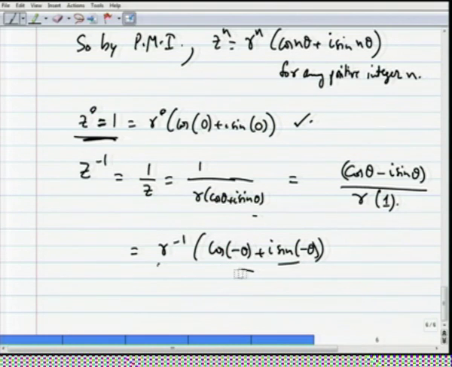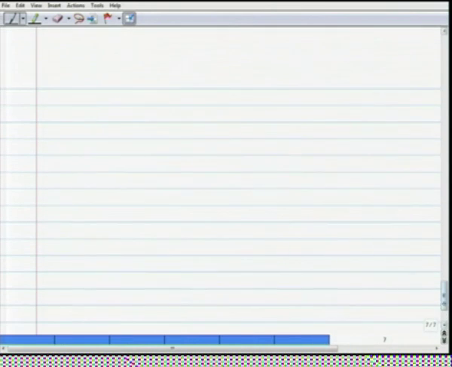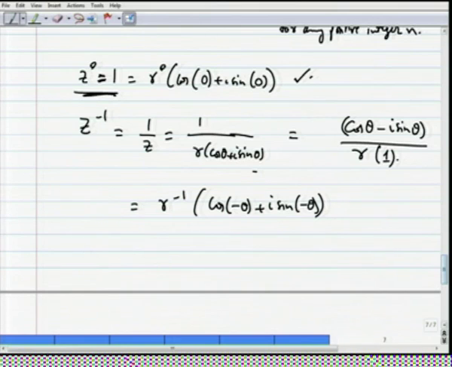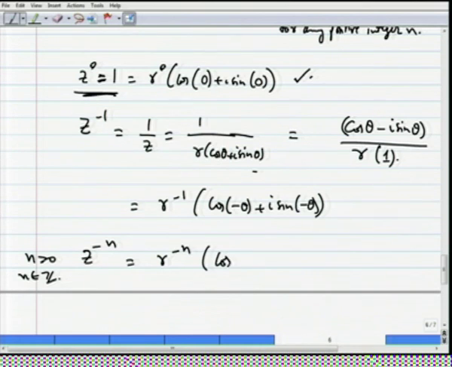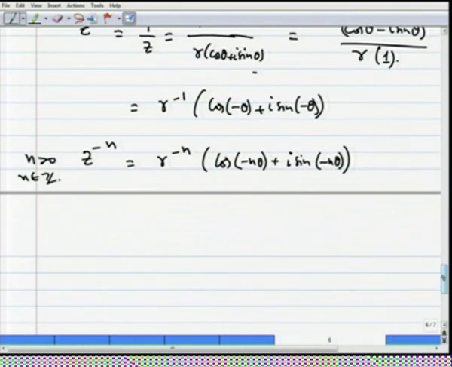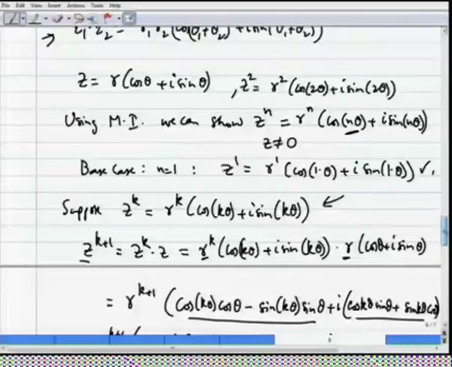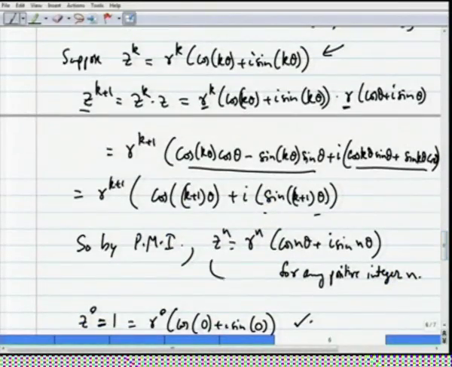Okay. So, now either by using induction, or by using what was already proved, we can show that for n a positive integer, z^(-n) is r^(-n) times cosine(-nθ) plus i sin(-nθ). So, you can do this directly by using the fact that already this is true for positive integers.